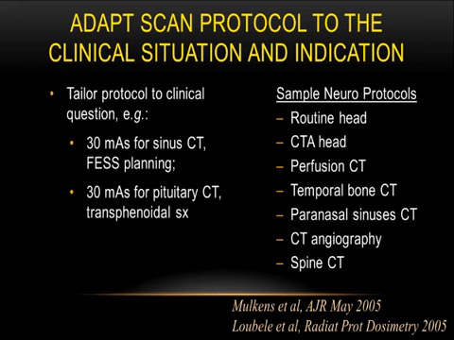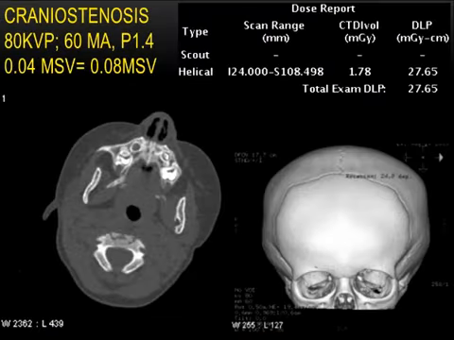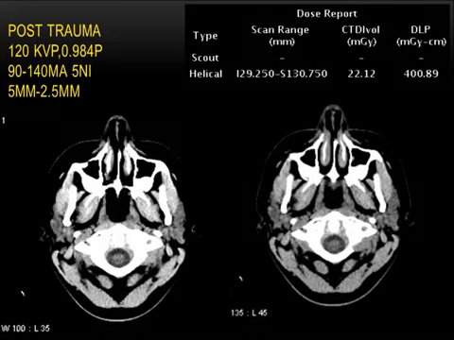And it is good to have several different types of protocols appropriate for the clinical indication. When you have some history given, you may be able to pick an appropriate exam and lower the dose. So for example, here is a pediatric scan for craniosynostosis done at between 0.04 to 0.08 millisieverts. Again, a perfectly readable bony anatomy. Another pediatric scan done at 22 milligray CTDI. Again, a perfectly reasonable scan.